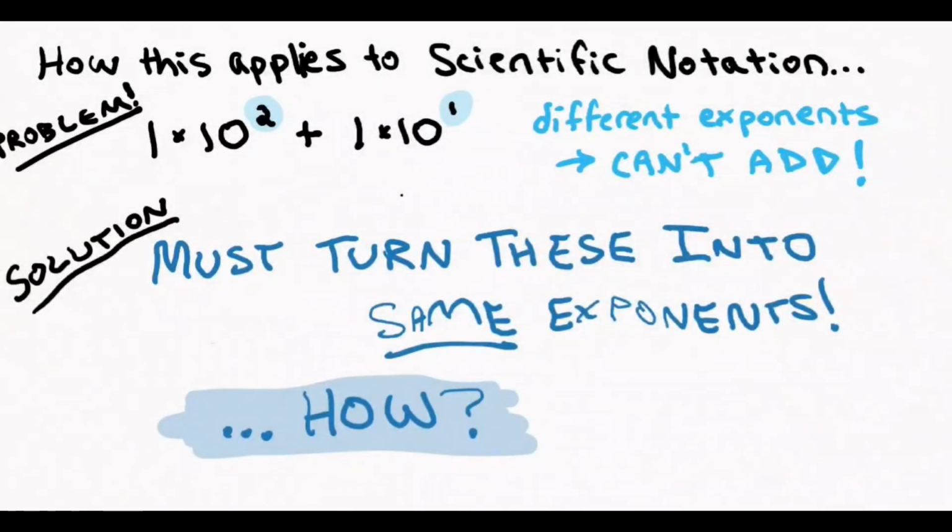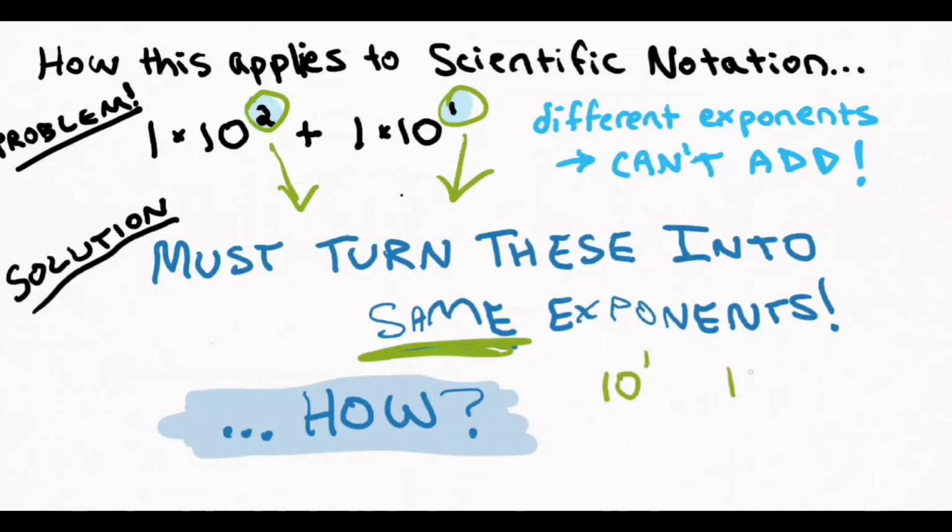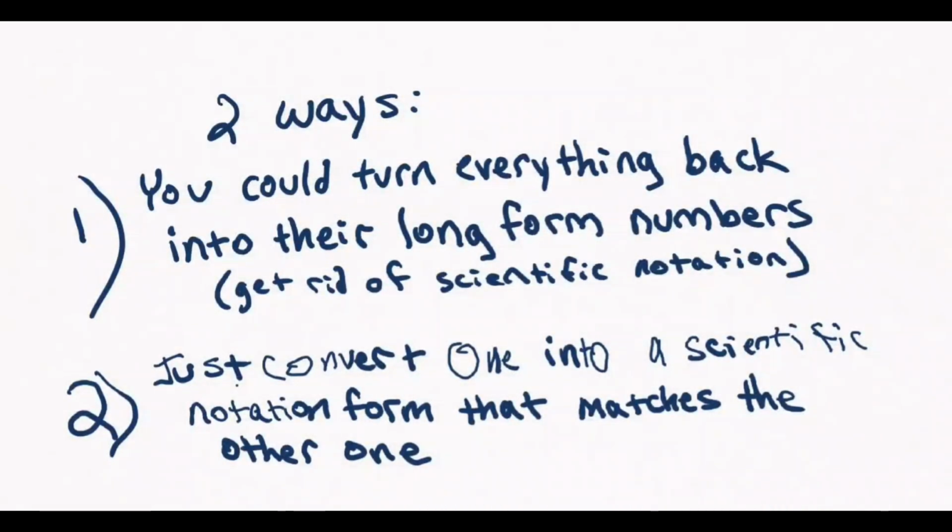So, same thing with scientific notation. You can't add 1 times 10 to the second plus 1 times 10 to the first, because these are not like terms. These are different. So how do you do this? You turn these into the same exponents. It has to either end in 10 to the 1 or 10 to the 2, both of them. And then you can add everything together. So how do we do that? Well, there are two ways.